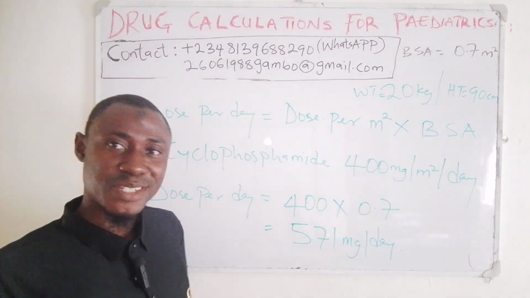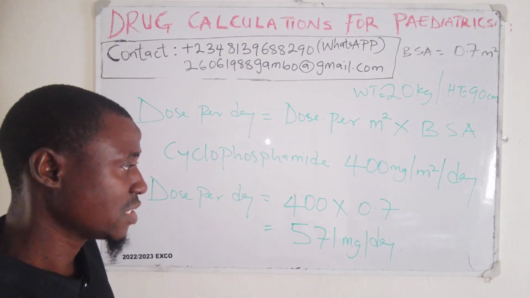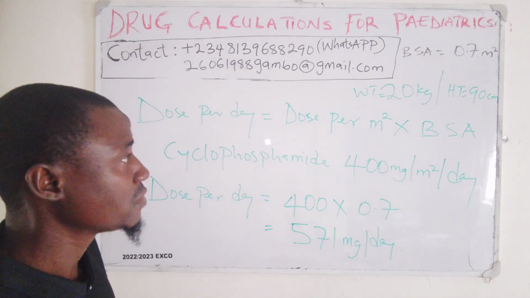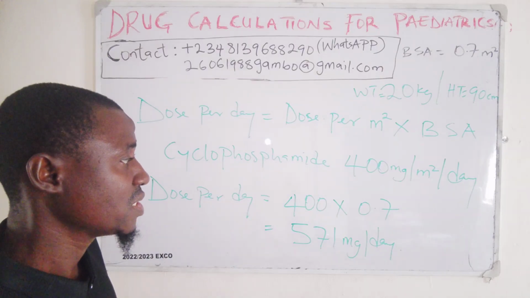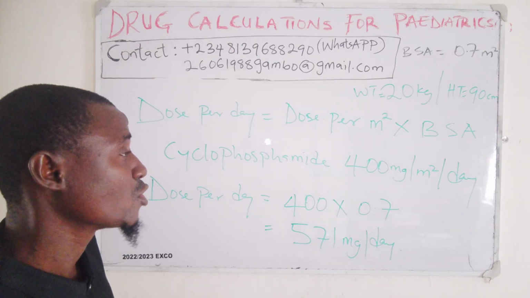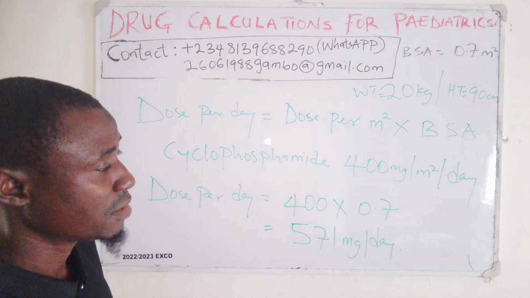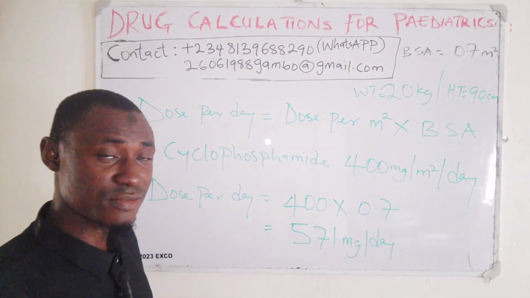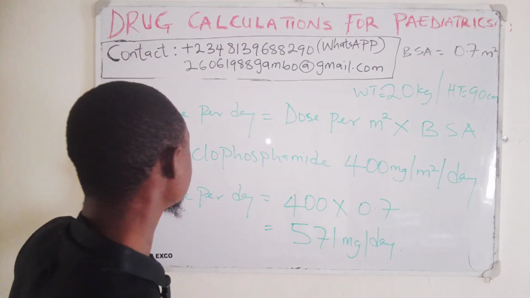So I believe it's straightforward and much easier, right? All you need to do is practice more and you will become an expert in calculating drug doses that involve body surface area. It's not more than this. I'm going to give you some exercises to go through, and you can send your answers in the comment section for me to assess and score you.